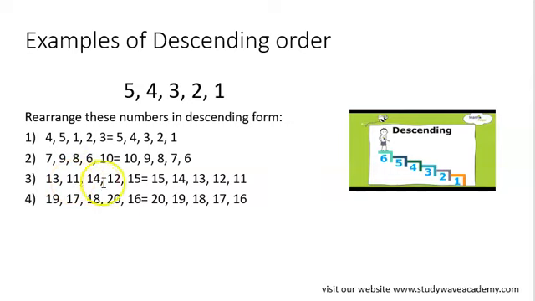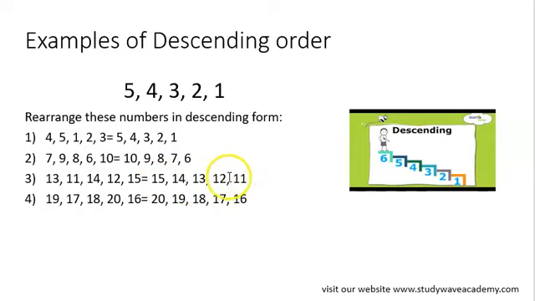So we'll start. We say 15. Before 15 is what number? 14. Before 14 is what number? 13. And before 13? 12. And before 12? 11. So we are going to write our numbers from the biggest to the smallest. We have 15, 14, 13, 12, and 11. The biggest number here is 15 and the smallest is 11.